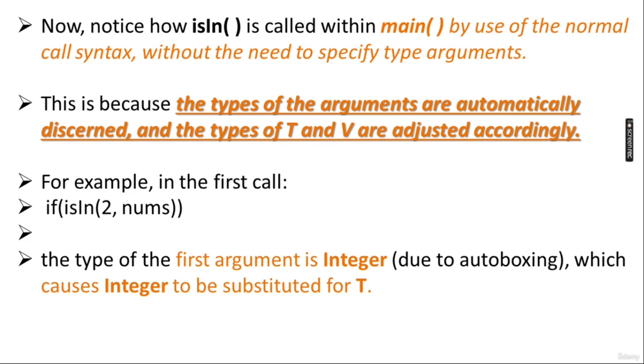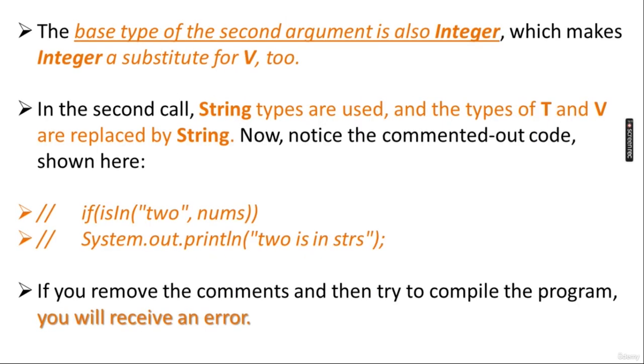For isIn(2, numbers), the type of the first argument is Integer due to autoboxing, which causes Integer to be substituted for T. So you don't have to specify the type explicitly. The base type of the second argument is also Integer, which makes Integer the substitute for V. In the second call, String types are used and the types of T and V are replaced by String.